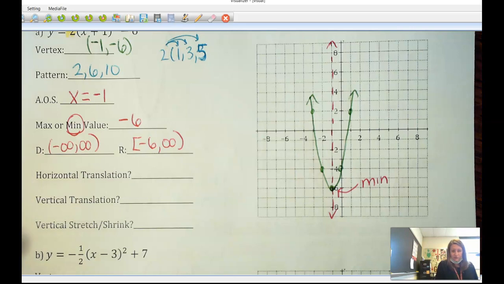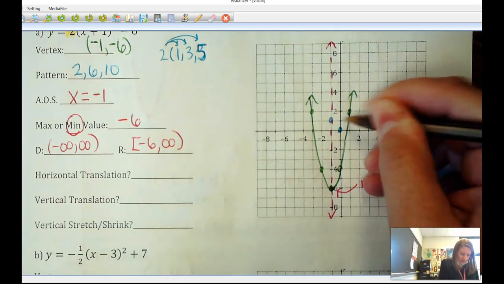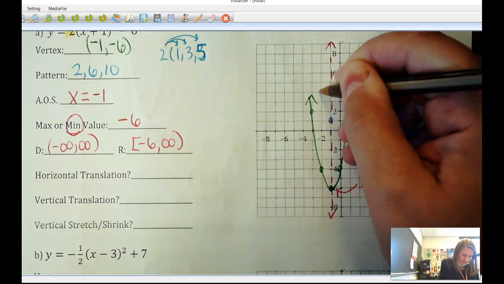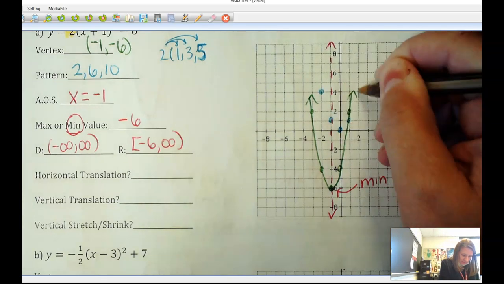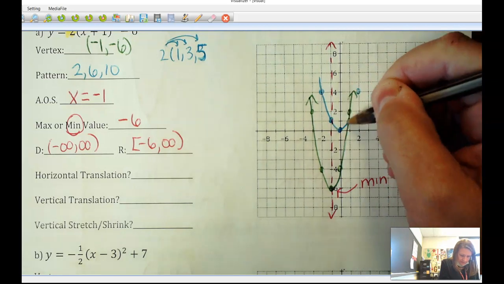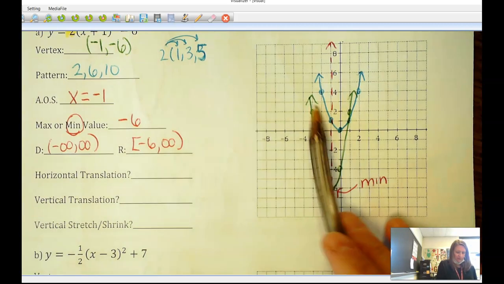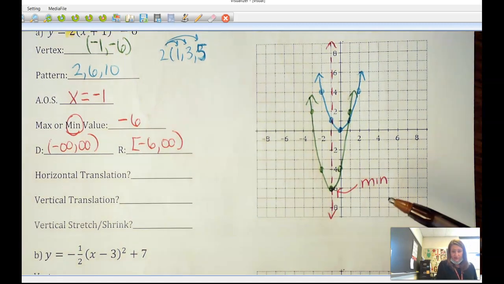Now, these translation questions, what I want to think about here is, what am I doing to the graph of y equals x squared, which I'm going to put on the graph just real quick so you guys can see the shift that's going on here. So if I have y equals x squared, that's just 0, 0, and then over 1, up 1, over 1, up 3, over 1, up 5 if I had some more space.